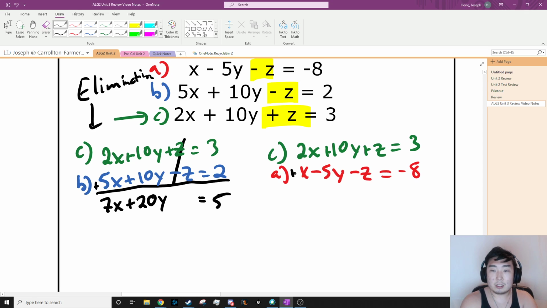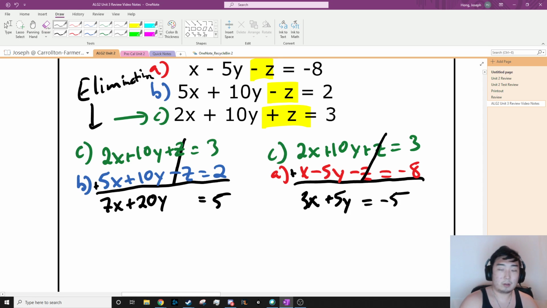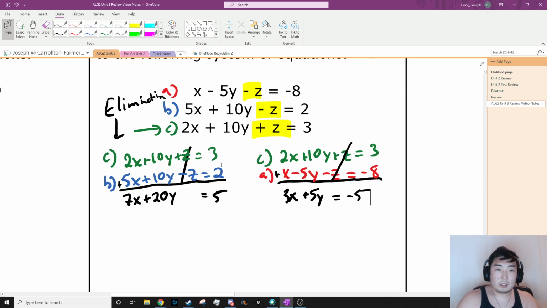Let's see equation CA. So this is 3x, this is plus 5y, because 10 minus 5 is 5, and the y's follow. But this also cancels too. And this is equal to -5. Nice. So now this is equation D and this is equation E.